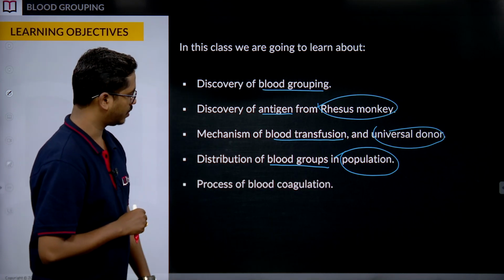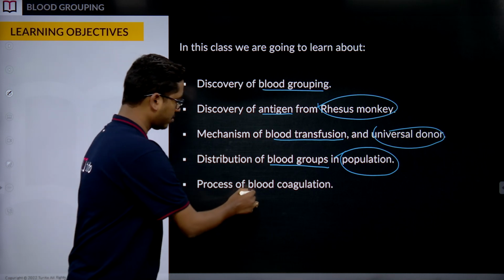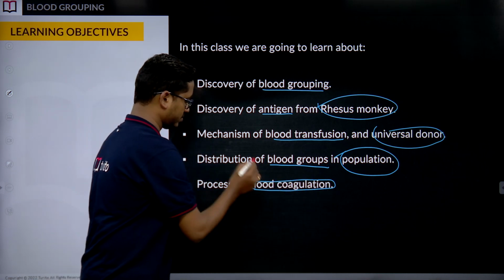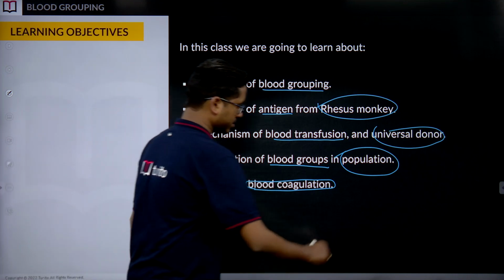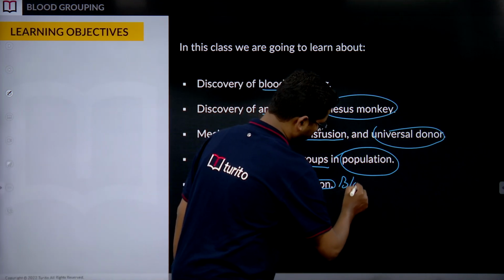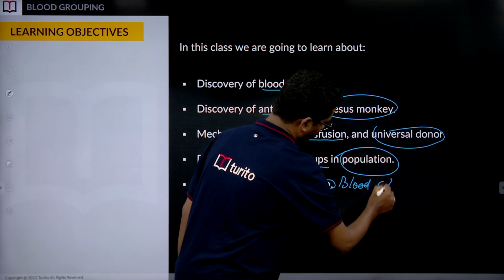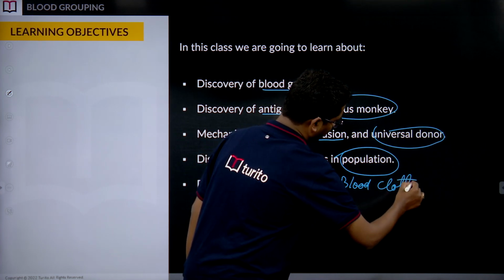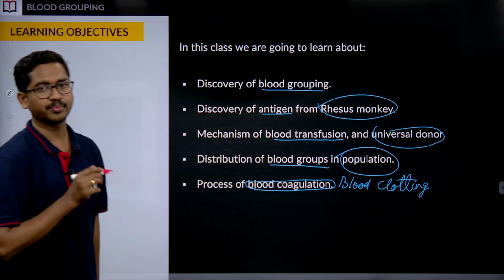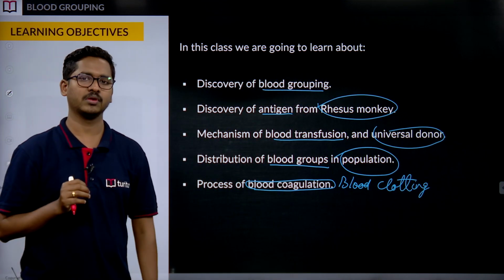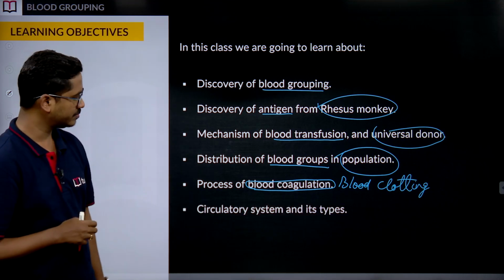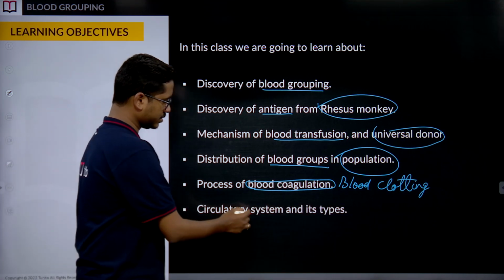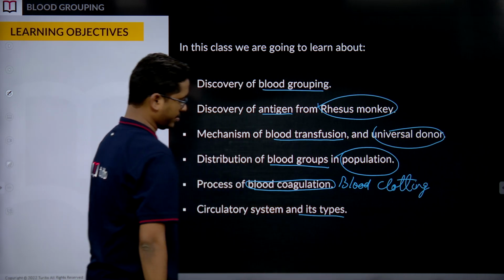After that, we will also understand the process of blood coagulation, which is also known as blood clotting. How does blood clot, what is that process, what is the mechanism? We are going to understand that in short. Then we will see the circulatory system and its types.